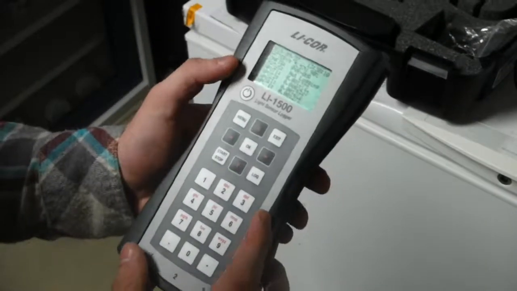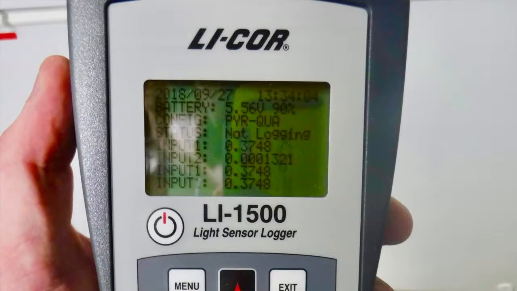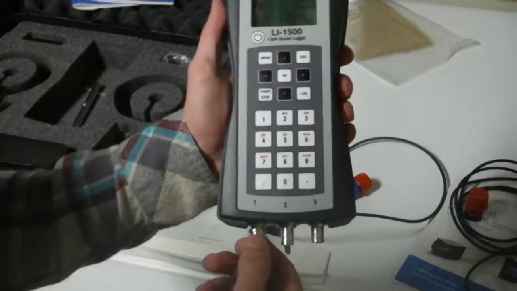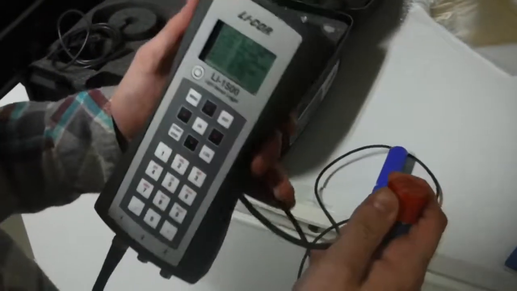In terms of using the data logger, if you would like to take readings where you're actually logging, it's pretty simple to attach the sensors. You just rotate it up. And these have caps on them, so you obviously would like to remove the cap.